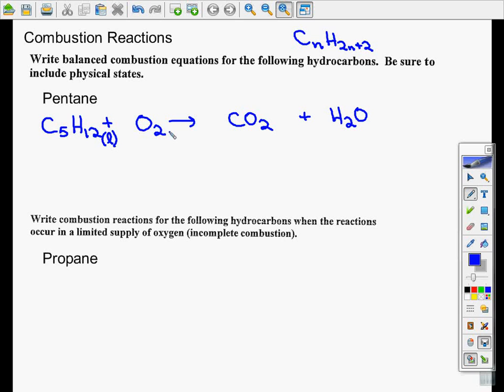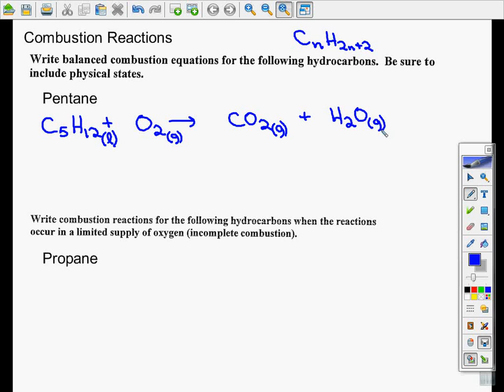Oxygen, that's a gas. Check the periodic table. Carbon dioxide, a nice molecular compound, will also be a gas. And since this is a hot reaction, we're going to have the H2O in the form of gas as well. So those will be our states.